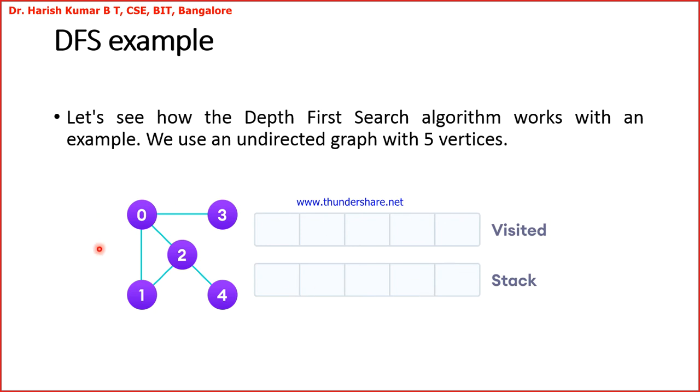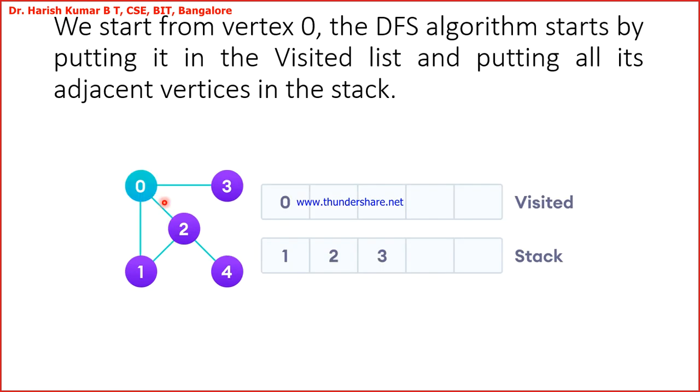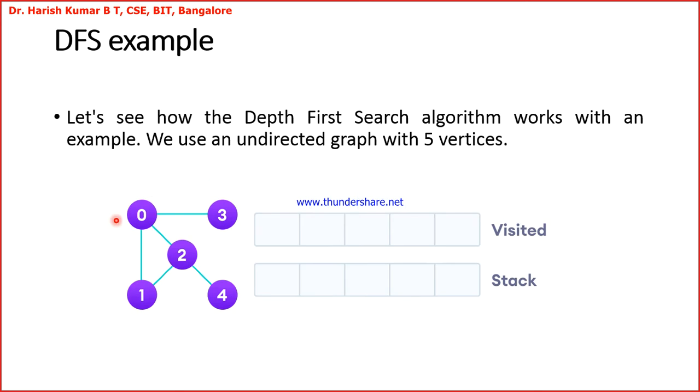To start with, I can consider any one of these nodes as a starting node. Let me consider 0 as the starting node. Now I have to start traversing all the nodes of my undirected graph, starting from 0. Let me go to the next slide. I'm starting from 0, and I'll add it to the stack.